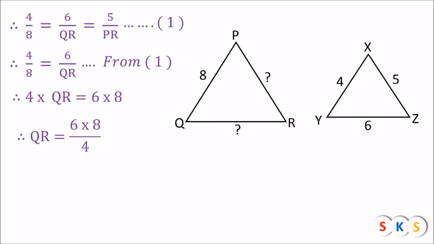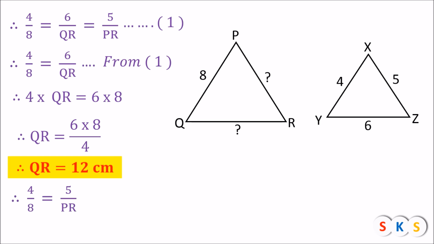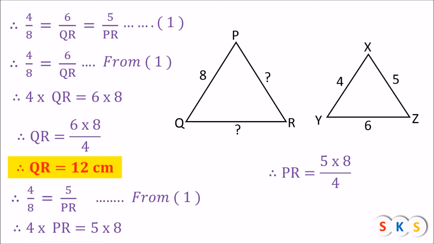Similarly, 4 upon 8 equals 5 upon PR, which we got from equation number 1. Now we go for cross multiplication. So we get 4 into PR equals 5 into 8. Now we shift 4 to the other side, so PR equals 5 into 8 upon 4. Now we do the cancellation. We cancel 8 by 4, so 4 ones are 4 and 4 twos are 8. So in the numerator we get 5 into 2. So PR equals 5 into 2, that means 10 centimeter. So PR is 10 centimeter and QR is 12 centimeter.